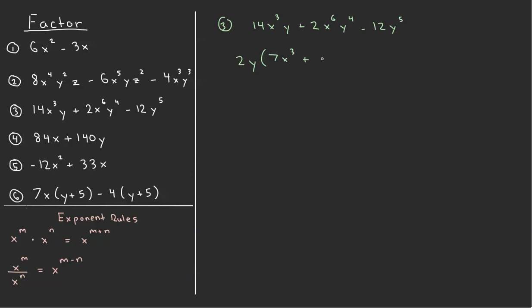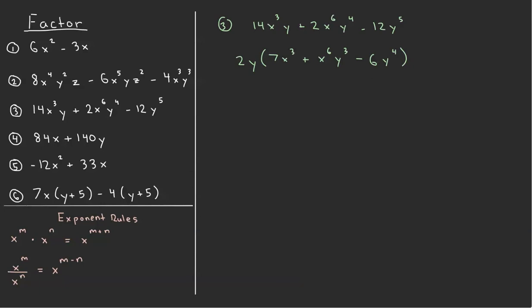We have an x to the 6 here. So 1 times x to the 6 will give me the x to the 6. And then y times what will give me y to the 4th? Well, y cubed. And then we have a minus sign here. 2 times what gives me 12? I have 6. And y times what will give me y to the 5th? Well, y to the 4th. So we see that this is going to be the factored form of this original expression here. Like I said, this is very similar to number 2.